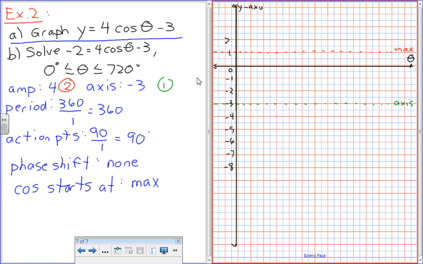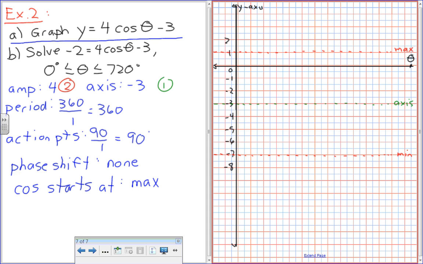Since you've been here in 5 weeks, I'm still going to pick on you anyway. What's the lowest point on the graph going to be then? -7. Very good, -7. So if you're going up 4 to get to the top, you're going down 4 to get to the bottom. Great, excellent, wonderful.